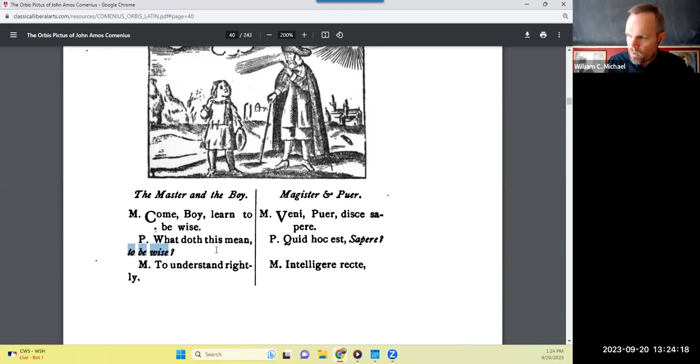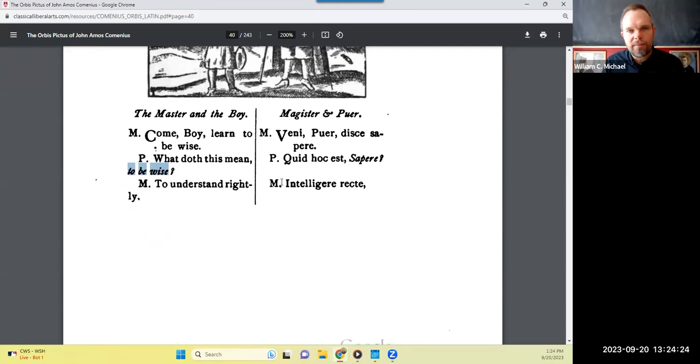So the boy asks, quid hoc est sapere? And then the magister answers and explains to him what it means to be wise. The first thing he says is intelligere recte. Intelligere recte. That's the first thing of what it means to be wise. Intelligere, you can obviously think of English words that come from this Latin word. Give me some if you think of them. Intelligent, intelligence, intellectual, right? If you hear that someone is an intellectual, what does that mean? What is an intellectual in English? A person who is intelligent, right? A person who studies, good, an intellectual.